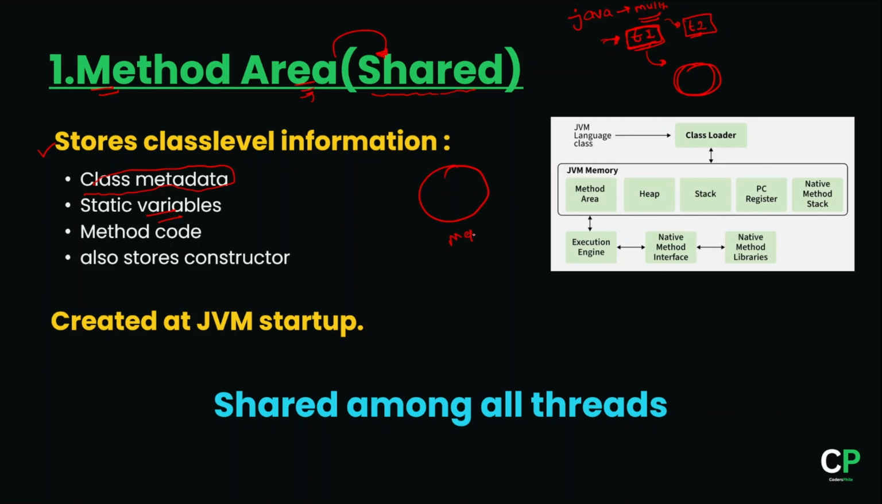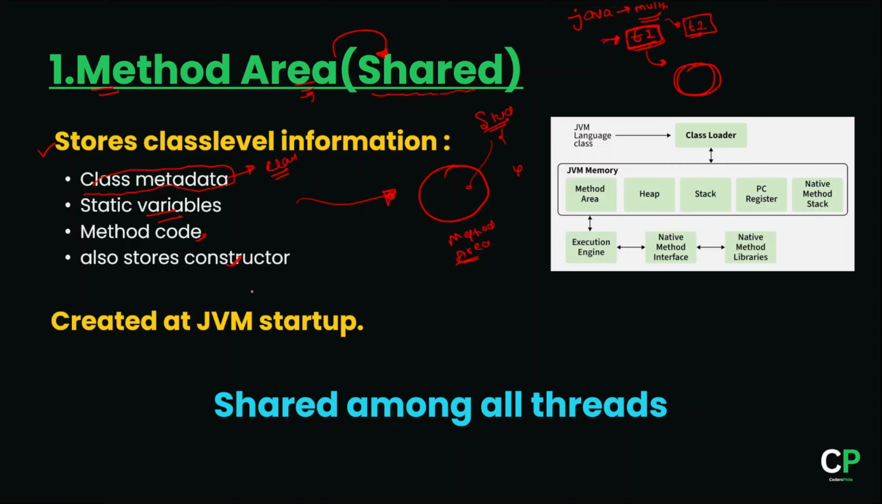So it stores the class metadata like the class name, structure of the class, method code, and constructor. All these things are stored in the method area. So basically, in a class, all the class metadata, static variables, method code, and constructor are stored in the method area.